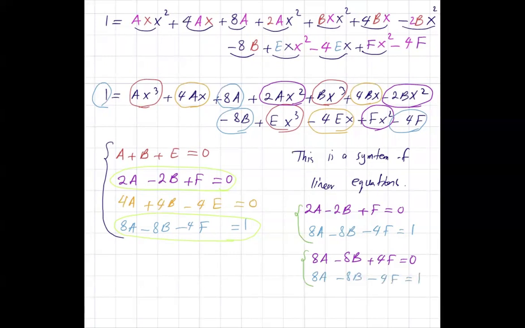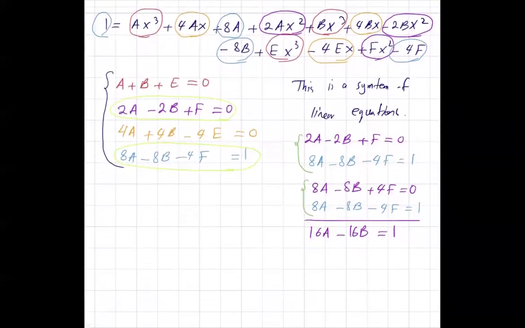So now if you add these together, you get 16A minus 16B plus 0 equals 1. So you find the relation between A and B here. If you can find another relation between A and B, then you're done. So what I'm going to do, let me use a different color, I'm going to now take these two and get rid of E. So I have a relation between A and B, so I can find these values.